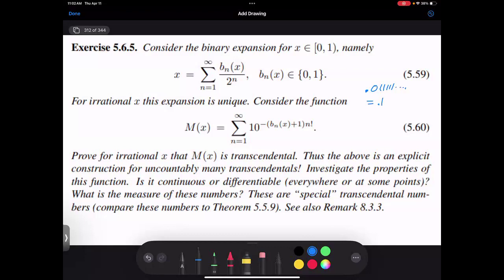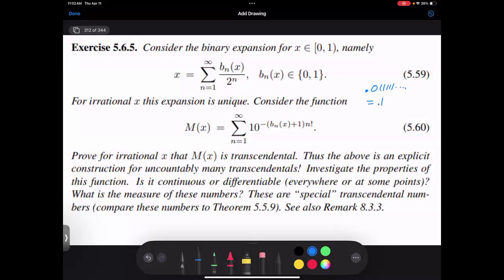So we had 10 to the negative n factorial. This is now 10 to the negative either n factorial or 2n factorial, depending on what the digit is. And by a very similar argument, you can show that this is going to be transcendental. So we now have a function that is always transcendental at irrational inputs.